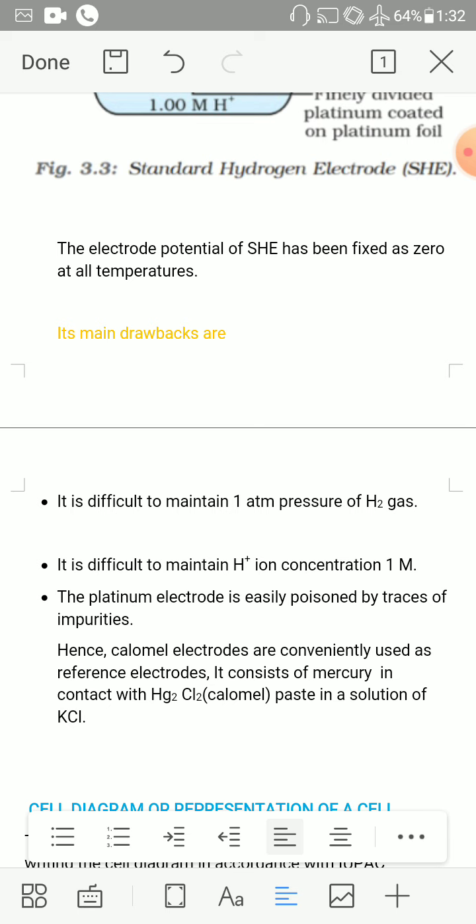Hence, calomel electrodes are conveniently used as reference electrodes. The calomel electrode consists of mercury in contact with Hg2Cl2, mercurous chloride, that is calomel paste, in a solution of KCl.